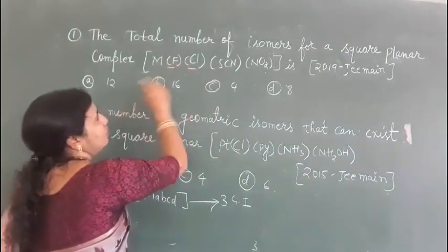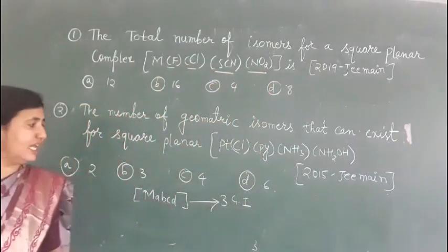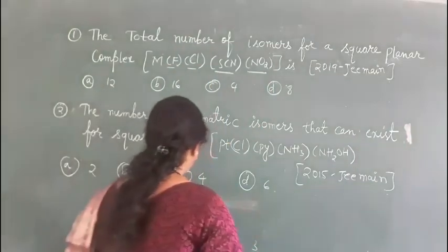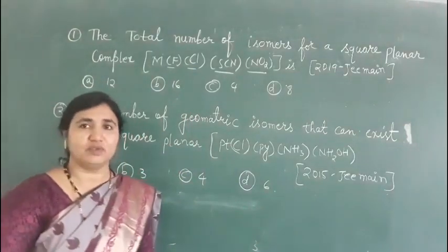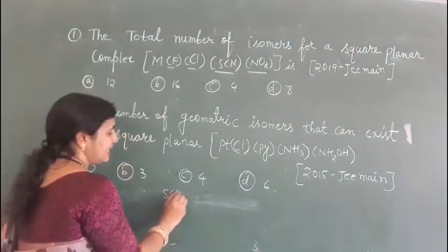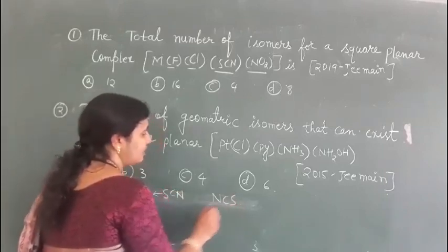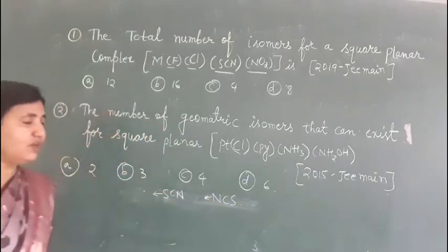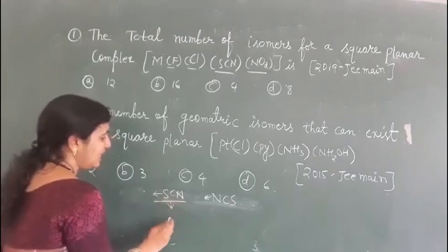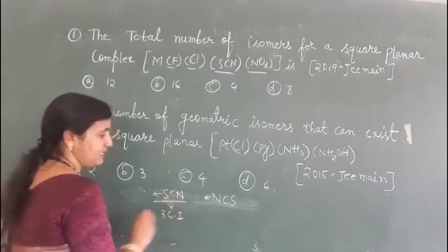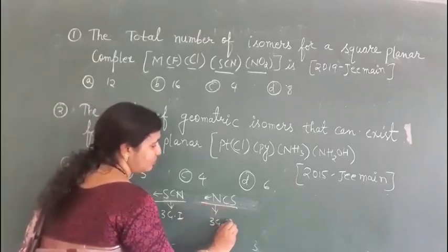This is fluorine, chlorine, monodentate, and SCN and NO2 are both ambidentate ligands. NO2 is nitrito and this is thiocyanato. Ambidentate ligands present means they will show linkage isomerism. This S can donate an electron, and NCS, isothiocyanate, where nitrogen donates an electron. So if SCN is fixed, they will make 3 geometrical isomers. If NCS is constant, they will make 3 geometrical isomers.